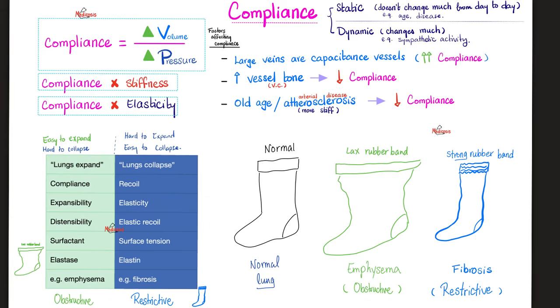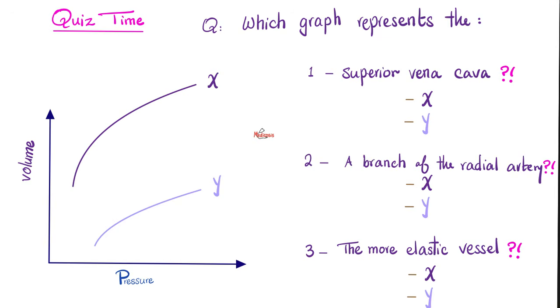The exact opposite is the lung with pulmonary fibrosis or restrictive lung disease. The rubber band is very strong and the sock shrinks even more in the laundry washing machine. Is it easy to expand? Oh no! So compliance is low. Is it easy to recoil? Yeah, it's very good at recoiling because the rubber band is very strong. So elasticity is high. Quiz time!